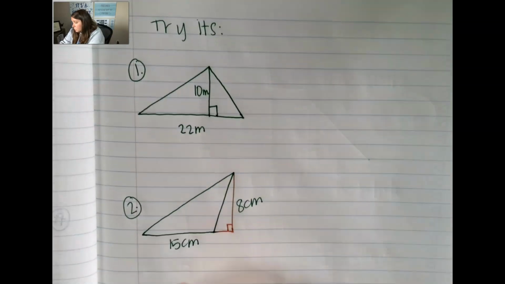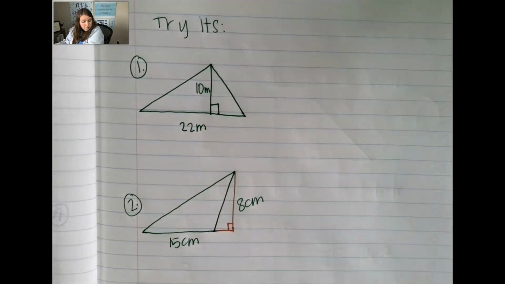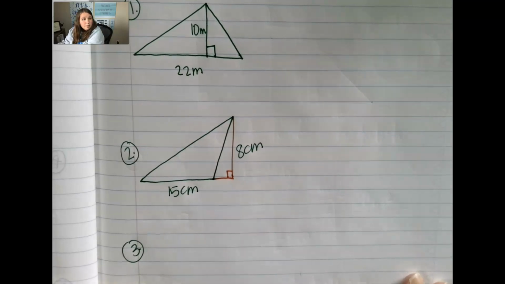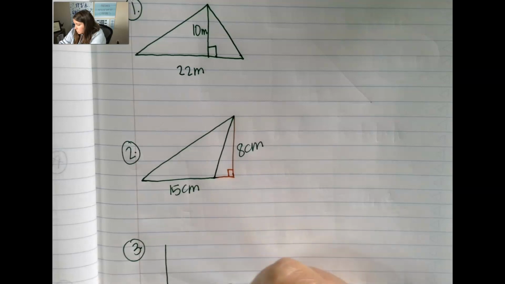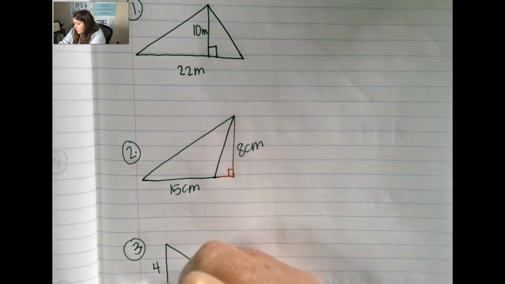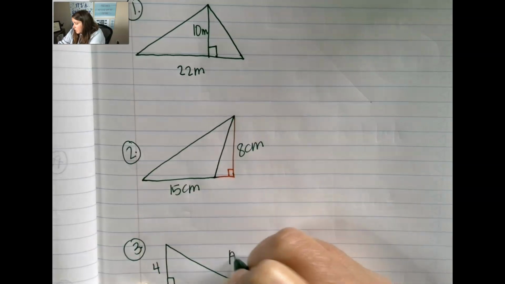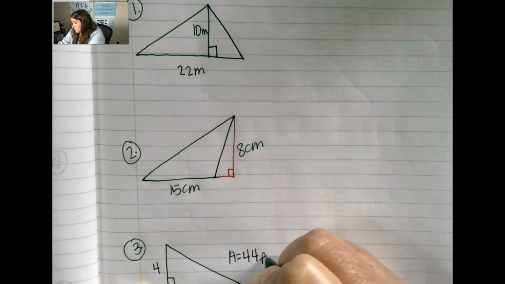Let's go ahead and do one where you have to isolate for the variable and solve. So on this one, use the right triangle. And the height is 4. We don't know the base, but the area equals 44. And these are feet.